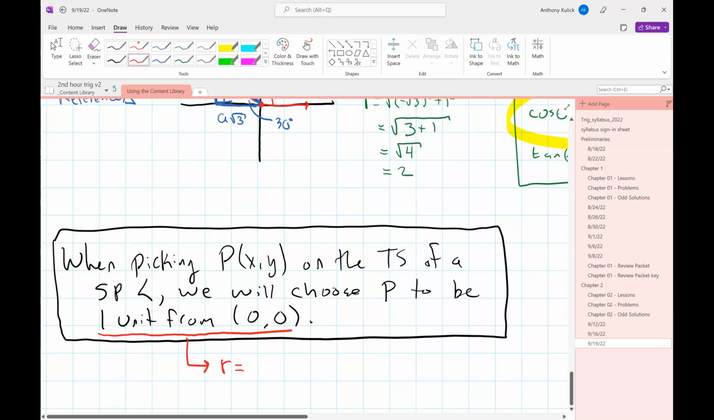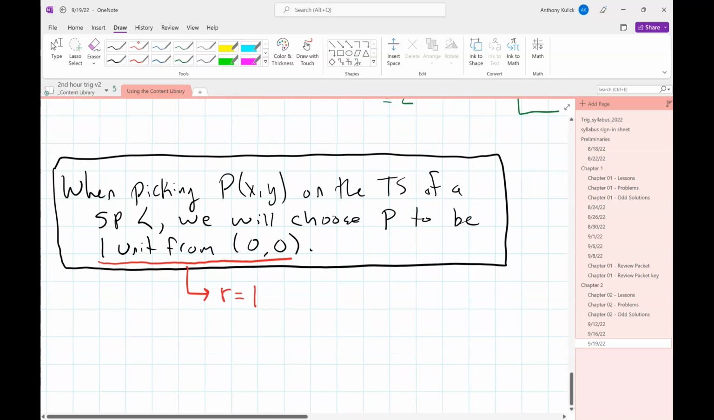Tells me that the r will always be 1. Right? If the r is the distance from P to the origin, and we're always picking our point P 1 unit away, r has to just be 1 every time. So what is our result then?